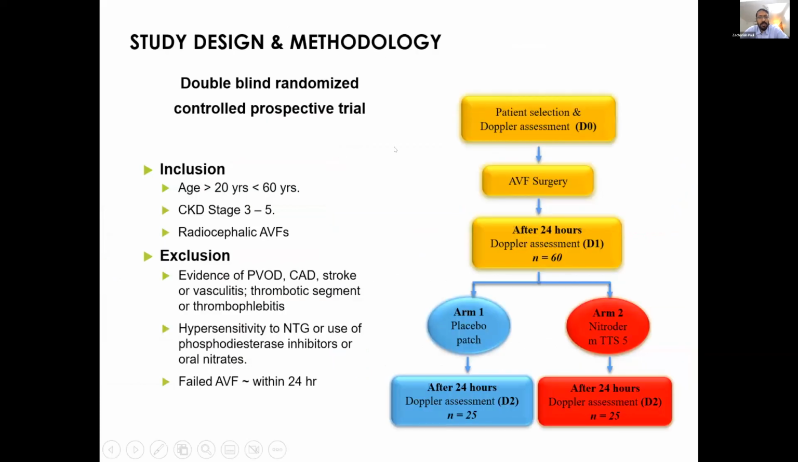So basically, this was a double-blind randomized prospective trial. We had two groups. The baseline was assessed 24 hours after the fistula was done. We only used radiocephalic fistulas. One group received a placebo patch, which was a normal plaster, and the second group received a nitroglycerin patch, which released 5 mg over 24 hours. Both were applied for 24 hours, and then we reassessed the Doppler parameters.